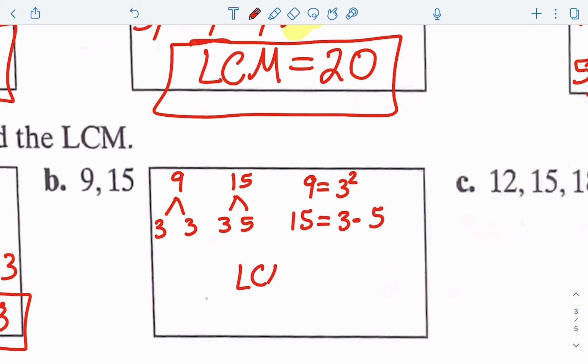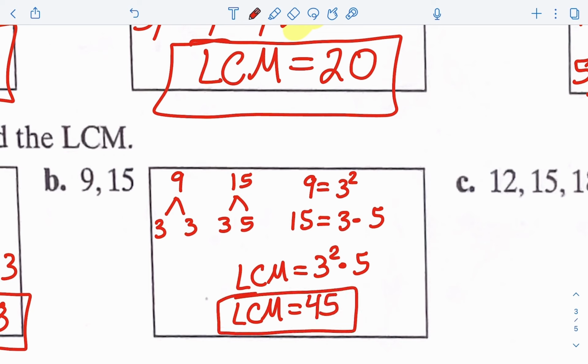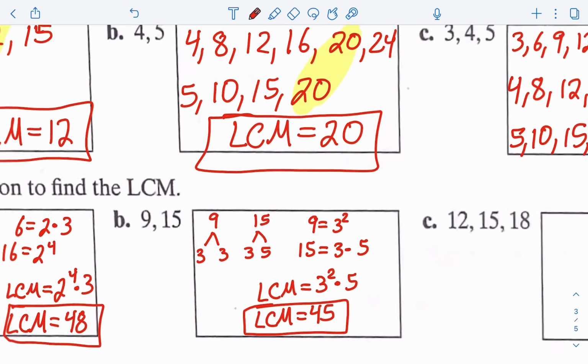Our LCM, we're going to bring down one of every type of thing, the type with the highest exponent. So we have 3 to the 2 times 5, because that covers our 3's and covers our 5's. And then we're going to do the math to figure out what that is. 3 times 3 times 5 is going to be 45. Okay, for each of those steps.